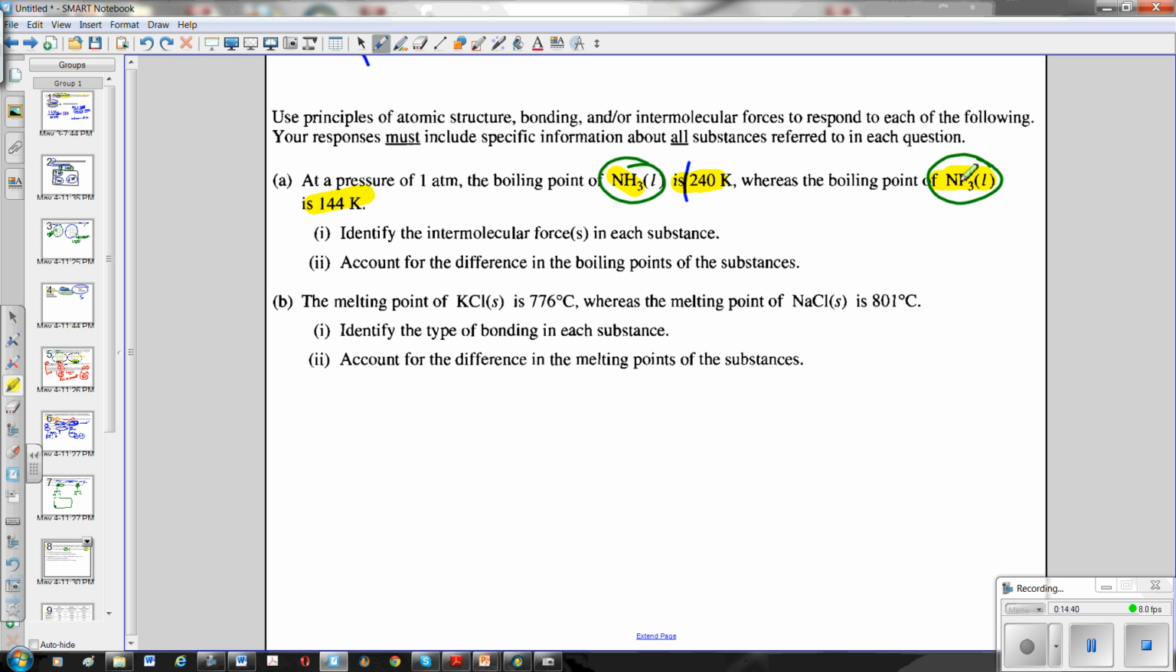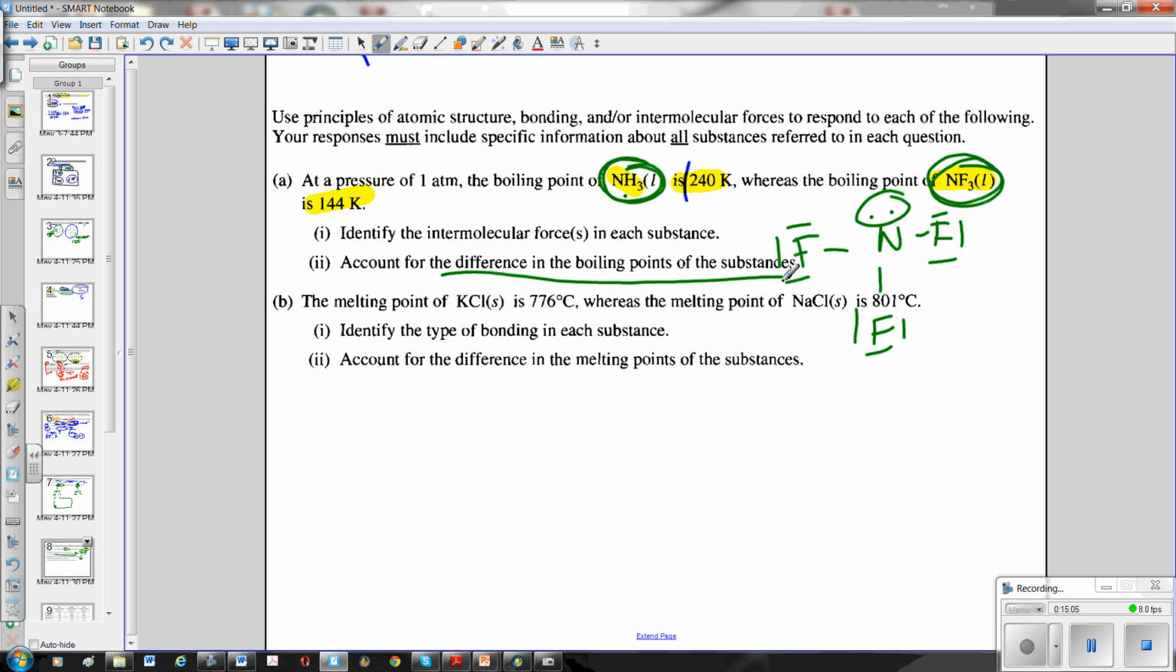If you drew out NF3, you get N. That's what NF3 looks like. The dipole goes with a lone pair of electrons. So they both have London forces. This one has hydrogen bonding. This one has dipole. And that's how we would account for the difference in the boiling point.